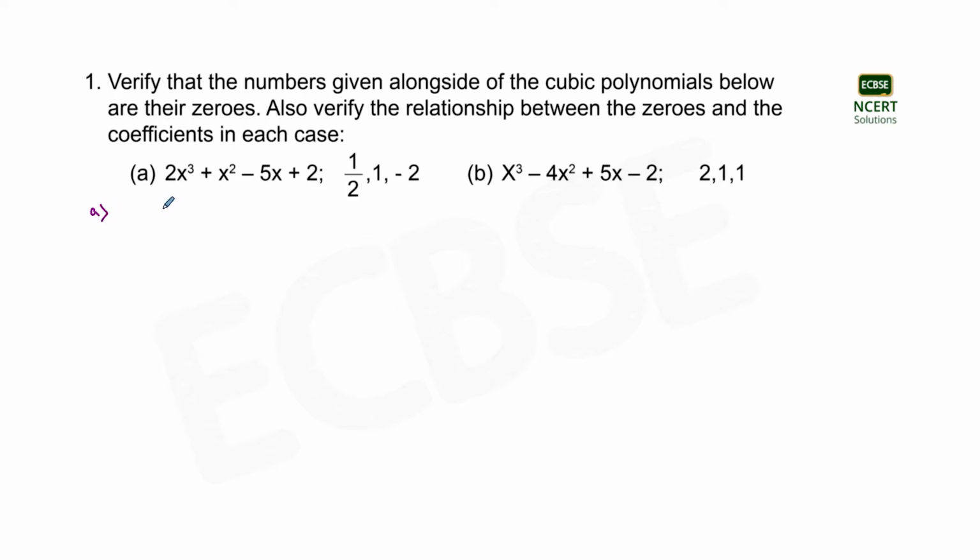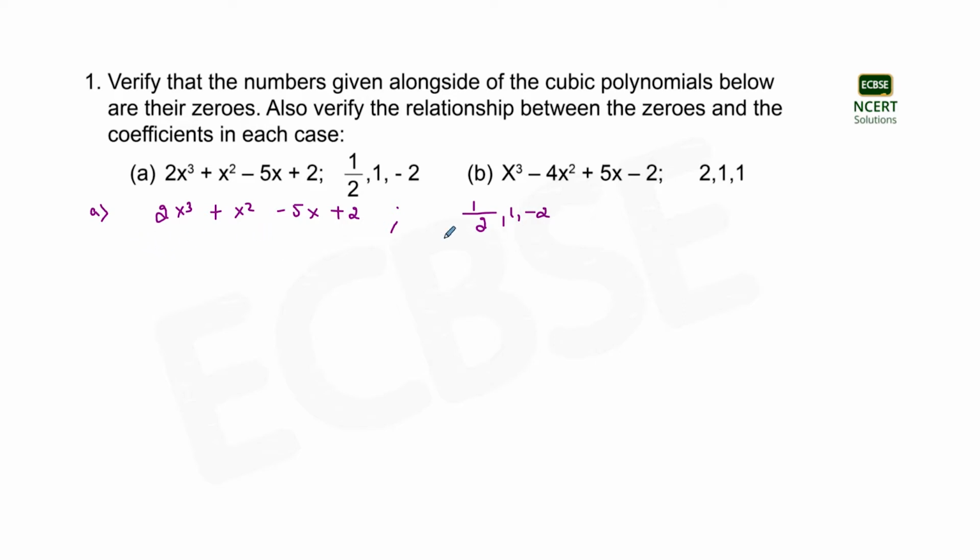Here the polynomial given is 2x cubed plus x square minus 5x plus 2. And the three numbers provided are 1 by 2, 1 and minus 2. What we need to verify first is whether or not these three numbers are the zeros of the polynomial given. In order to find whether or not these are the zeros of this polynomial, we will substitute each value in this polynomial one by one.